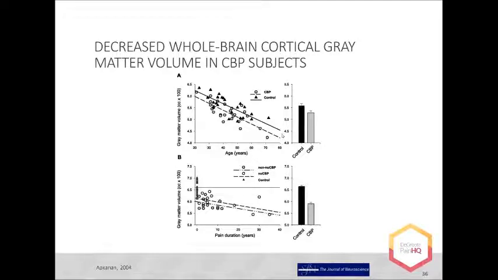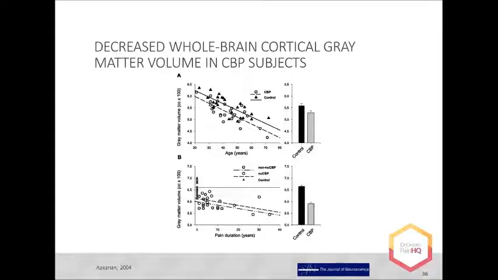This is what happens to the brain. He took people that don't have any chronic pain, these are the controls, and people who have chronic back pain, and he measured the gray matter in the brain. And you see that people who have chronic back pain have less brain gray matter, which means that the brain is atrophying, to the point that a 50-year-old person with chronic pain has a brain equivalent to a 60-year-old without it.